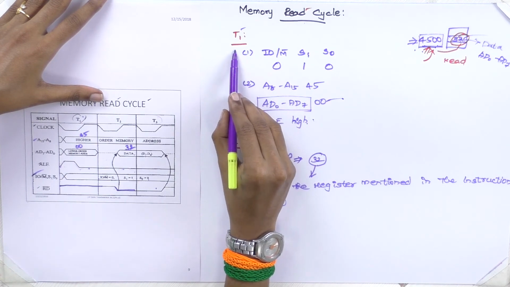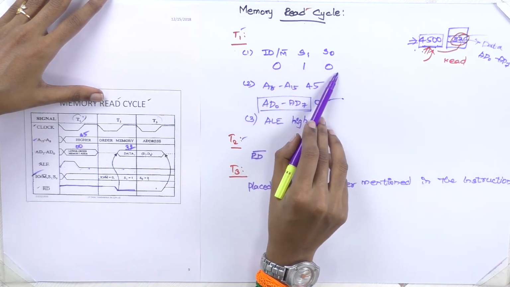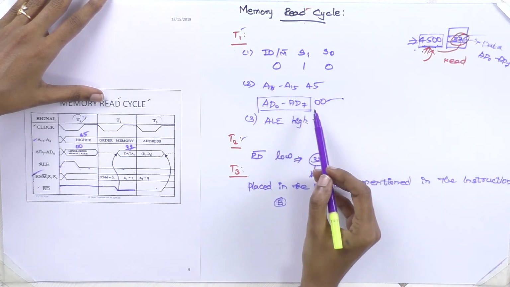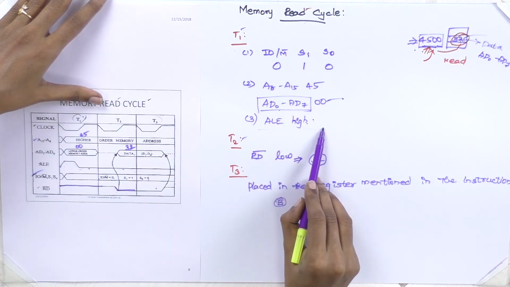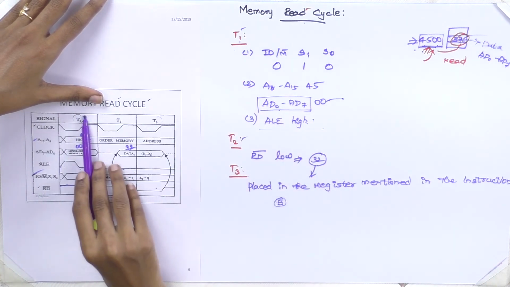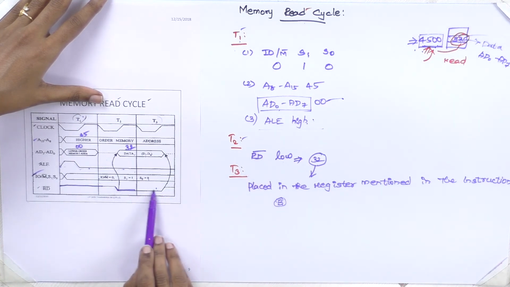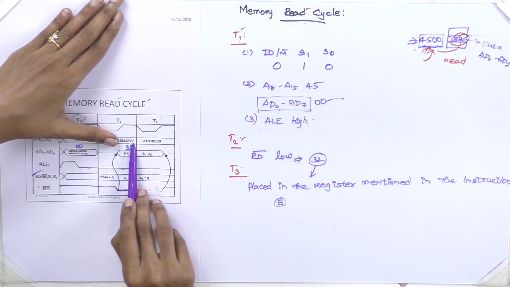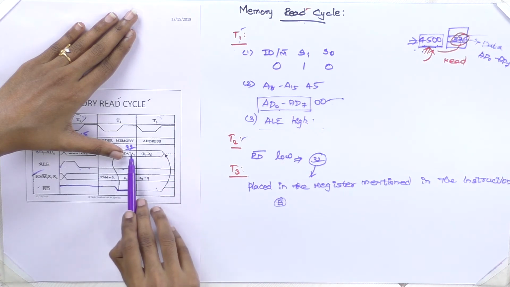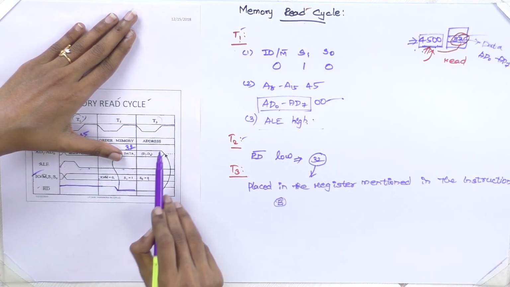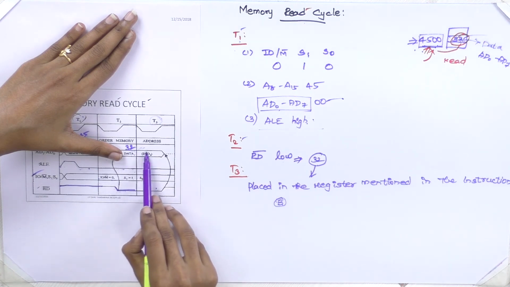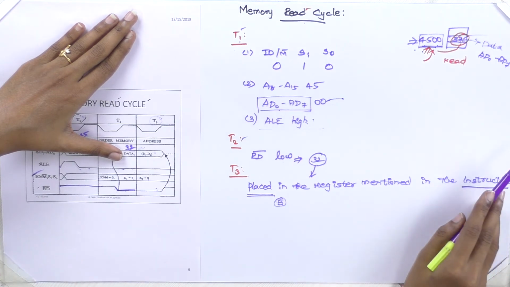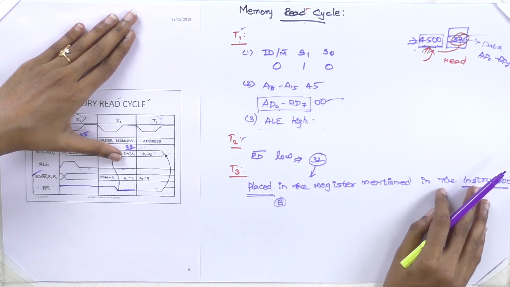In the first T state, what will happen? The control signal values 0, 1, 0 will be there, and the address of the value will be taken and placed in the address lines, and address latch enable is high at T state 1. So that you can see here. At T state 2, your read signal should be low, so that it will read the value from the memory location 4500 and place it in the data bus. That is nothing but 32. Fine. And at that time your address latch enable should be low. Fine. So at T state 3, this 32 value will be placed into the register mentioned in the instruction. Fine. So this is the memory read cycle.